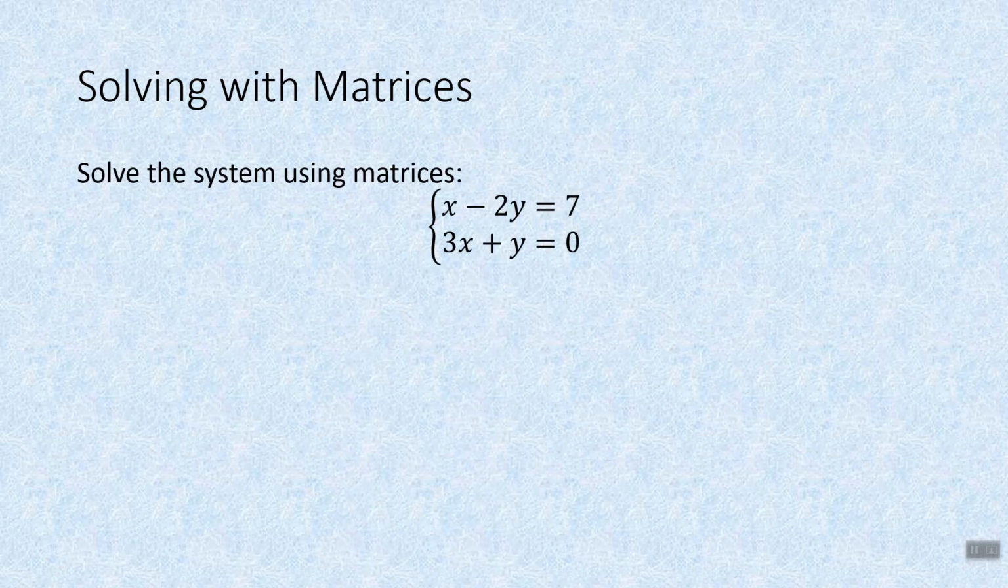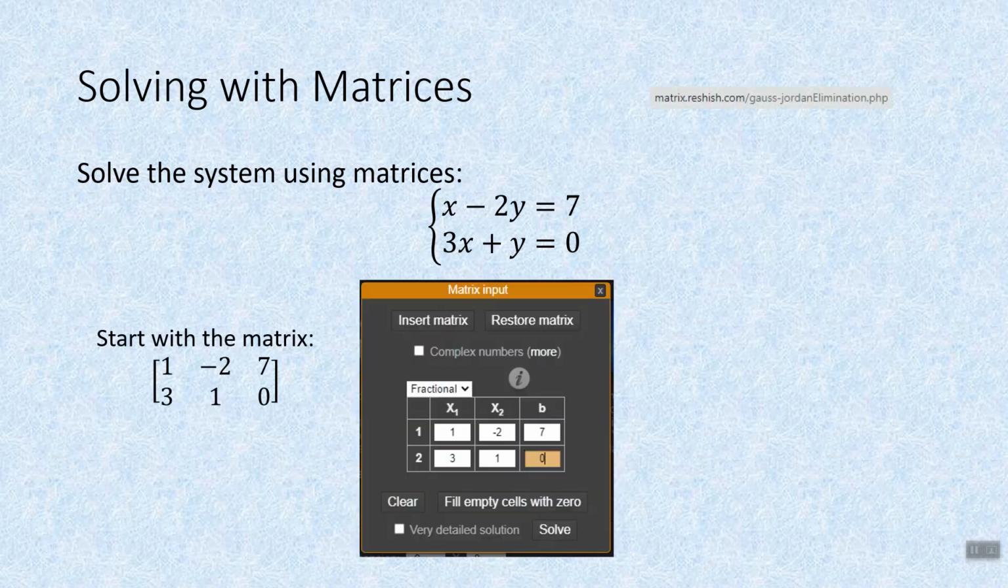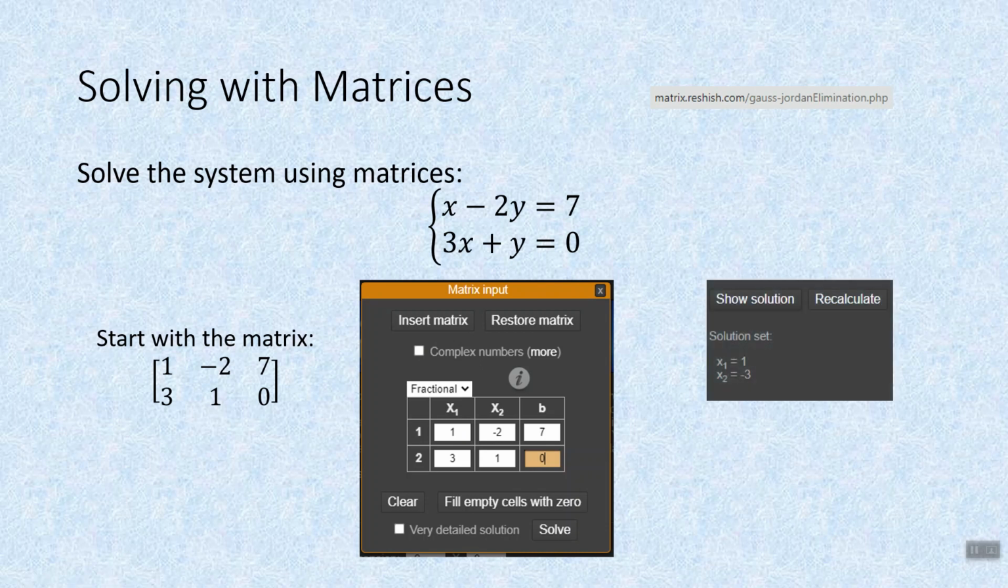Now, let's solve this system using a matrix. x minus 2y equals 7, 3x plus y equals 0. I'm going to start by writing the matrix by hand. And then I'm going to use this website that I totally encourage you to use as well. And I'm going to let it do the math for me. So the little pop-up comes in, and I enter my matrix, 1, negative 2, 7, 3, 1, 0. I don't need commas, I don't need any of this except for the solve button right here. When I press solve, it'll give me the solution set.